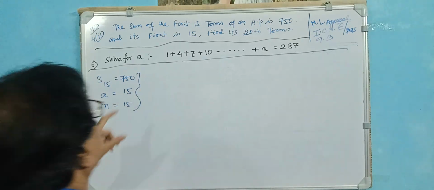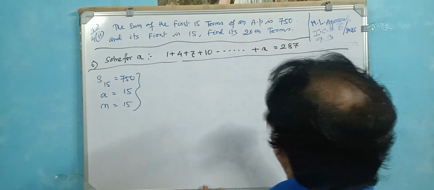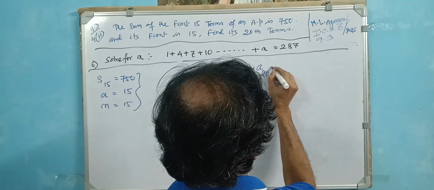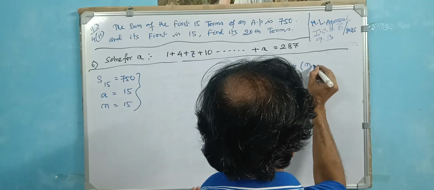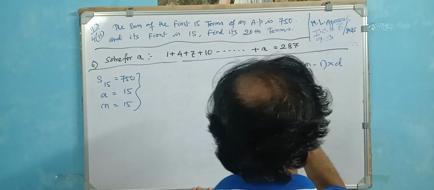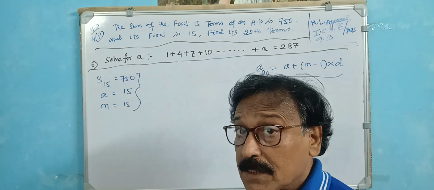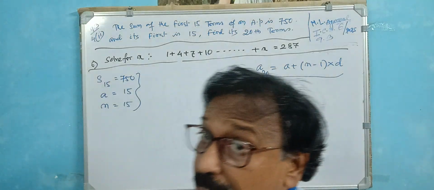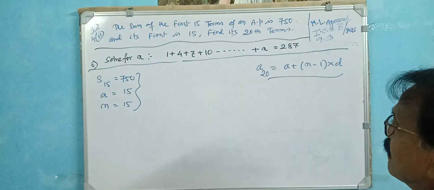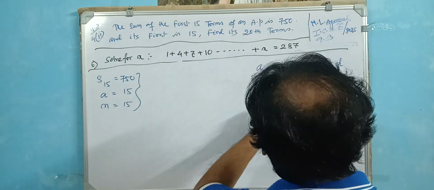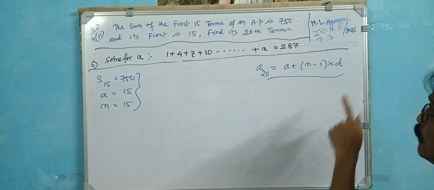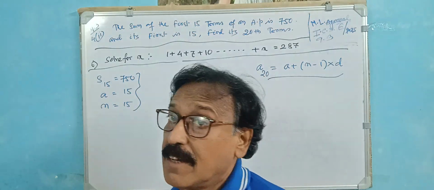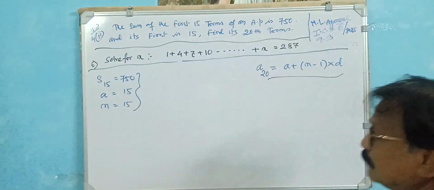In which way do you find the 20th term? The 20th term means A20, which is equal to A plus n minus 1 into D. That is the main thing. This is your target. You know the first term A, you know n, but you don't know the value of D. For that reason, you calculate the value of D in this way.